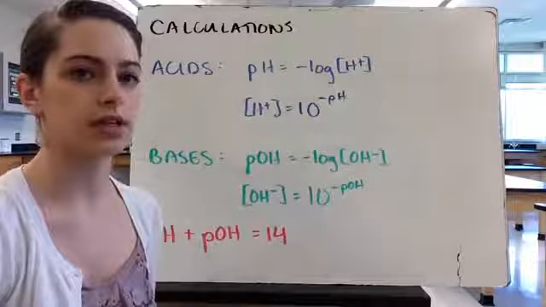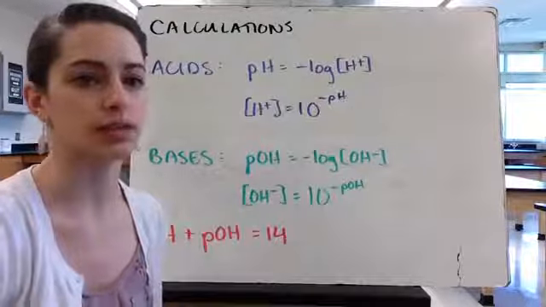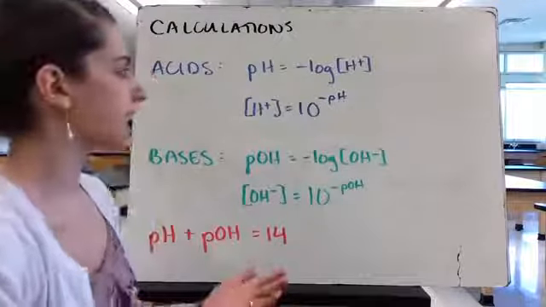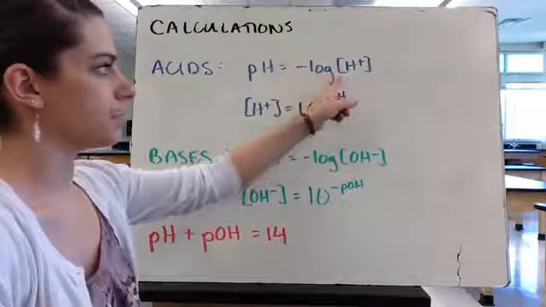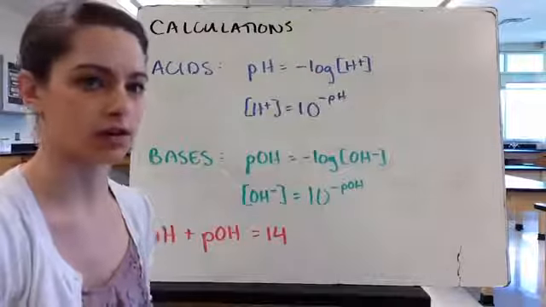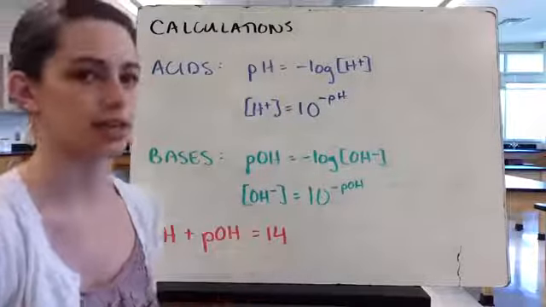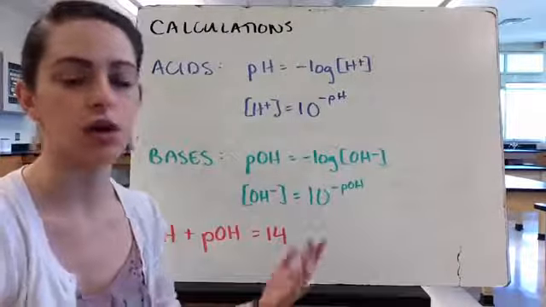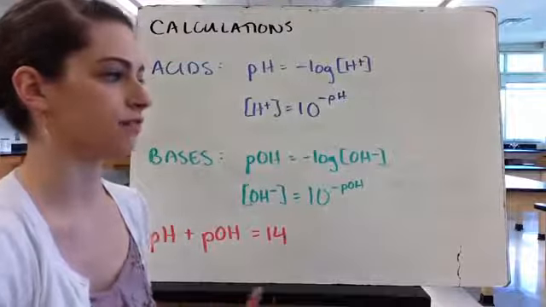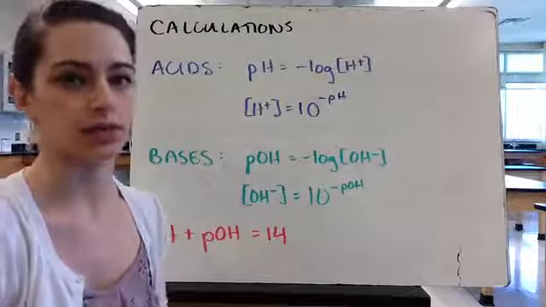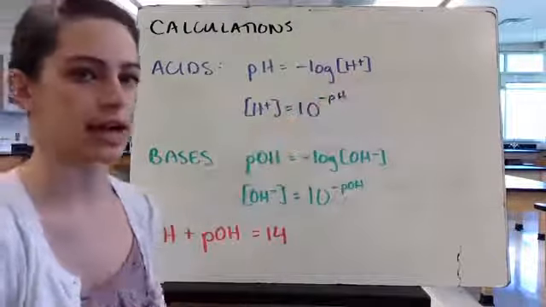So the formulas are pretty straightforward, and we're going to start with the acids, because those are the ones that we can directly measure with pH. And to calculate pH, it's the negative log base 10, so it's a base 10 logarithm, of our hydrogen ion concentration. So in a question, I would say you have a concentration of 1.0 times 10 to the negative fourth hydrogen ions. What's the pH? Well, it's just negative log of whatever that concentration is.